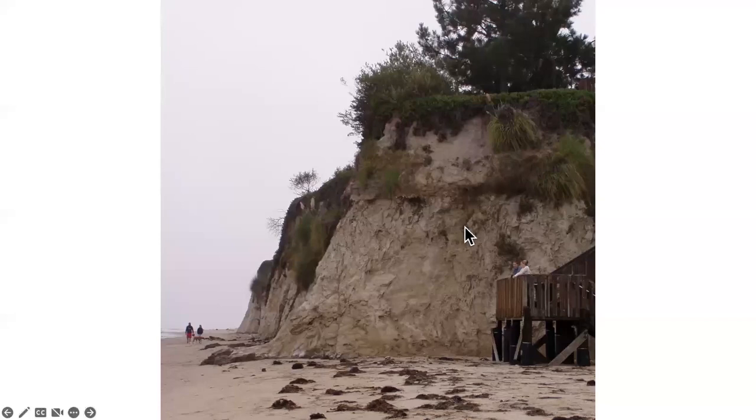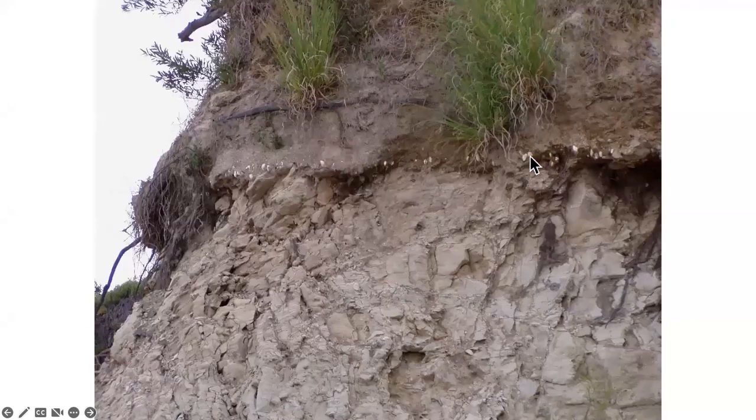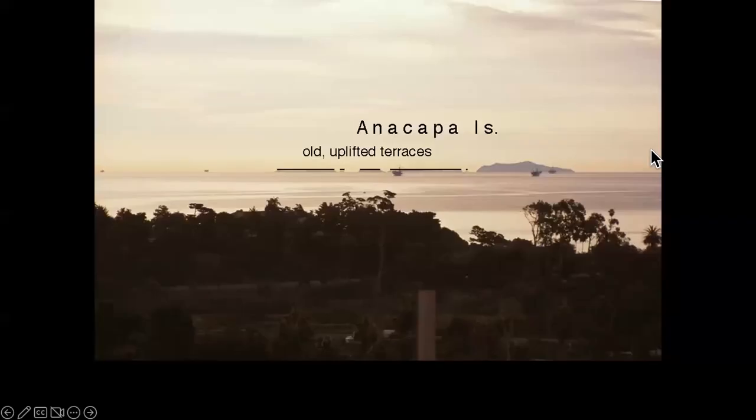Here's that same beach at UCSB. This is Monterey Formation, and this is all sand dune sands that collected on top. And when you look closely right there, there's all the shells that were living on the platform that was cut by the waves into the cliff. You can see the same thing on the islands. Anacapa Island, you know, it's all flat topped. That's just an uplifted terrace.